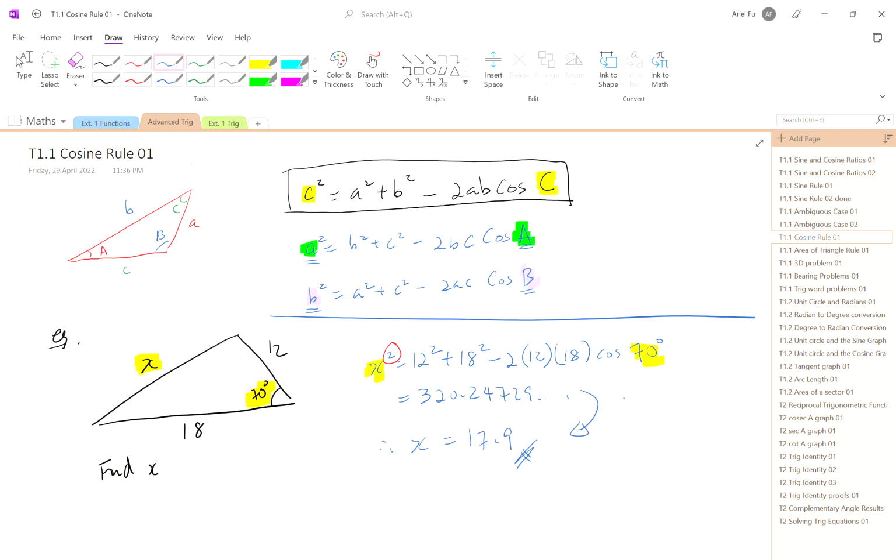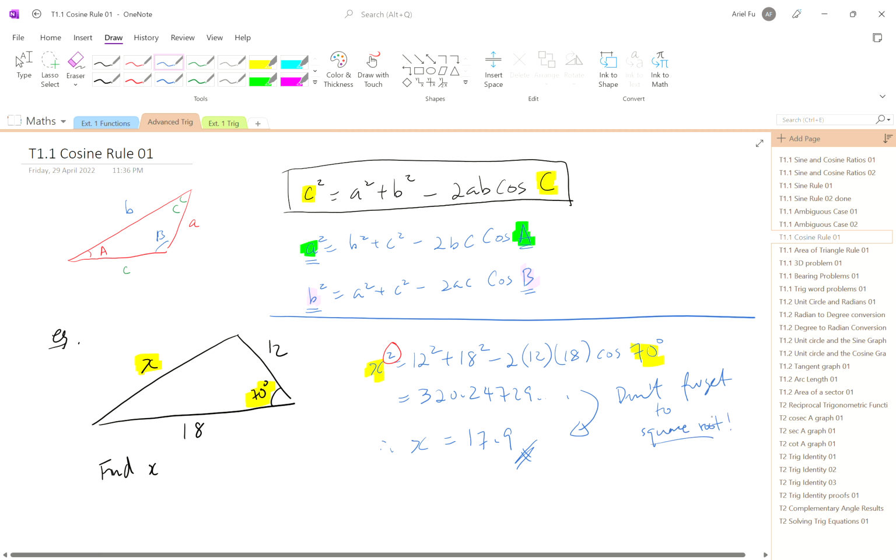Don't forget to square root. And please do not round your answer until the very last step. Do not round here. Only round at the very last step.